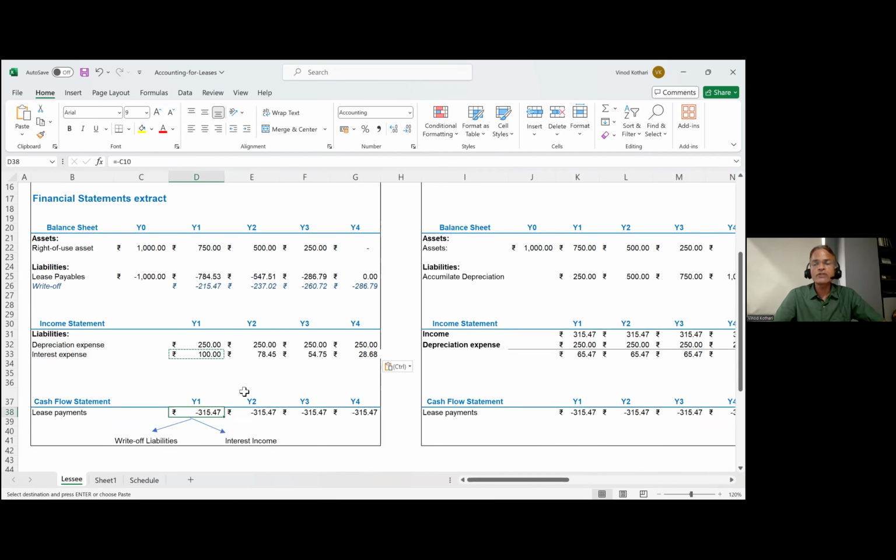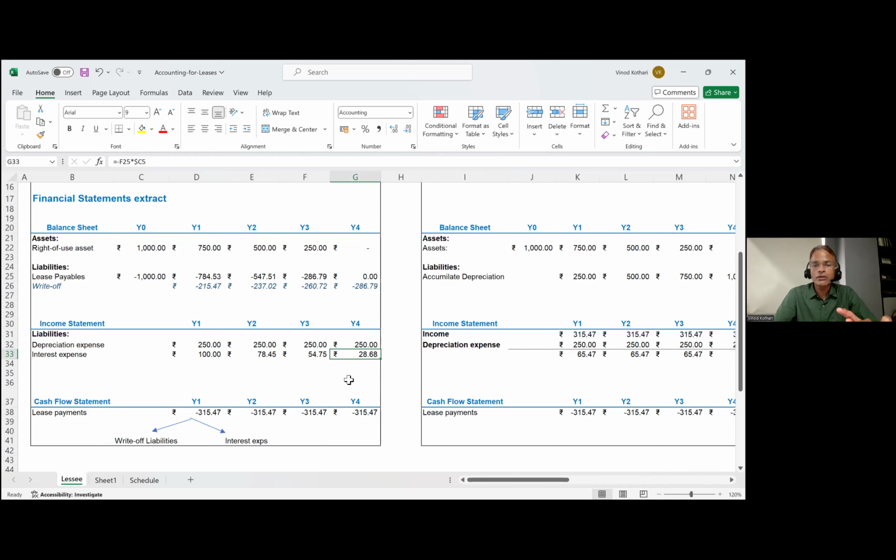From the rentals of 315.47, partly it goes towards writing off of liability, partly goes on interest expense, not interest income but interest expense. Interest expense is what? At the IRR rate, which is 10% of the outstanding principal rupees 1000. So 100 rupees is interest expense. Next period, the interest expense is 78. Third period, 54. Last period, 28.68.